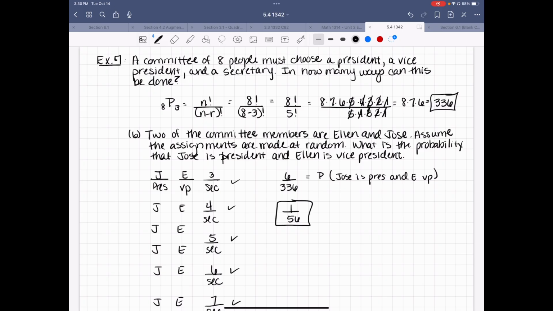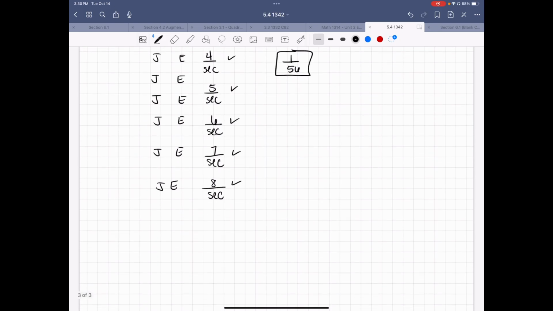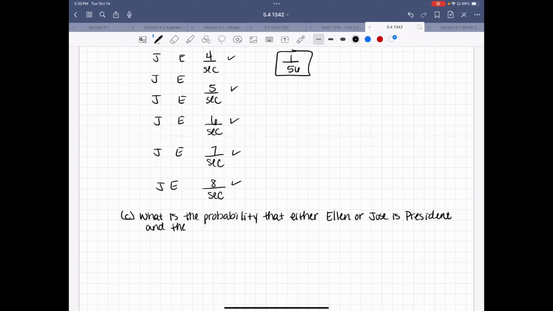Let's look at part C. C says, what is the probability that either Ellen or Jose is president and the other is vice president?